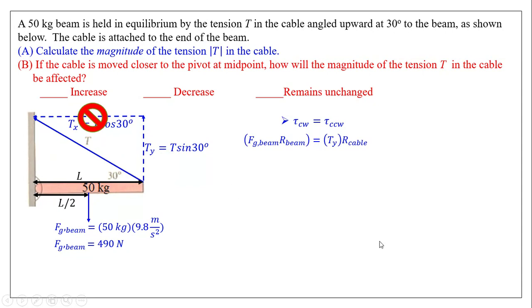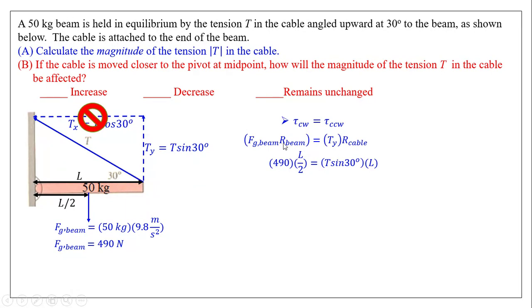Once I do that, I have everything that is perpendicular. Watch my cursor. L over 2 is perpendicular to F of G. The length L, my moment arm, is perpendicular to Ty. So focus on stuff that's perpendicular and just use that. Here F of G beam is 490 because I already calculated it. I left out the units just to clean up my work a little bit.